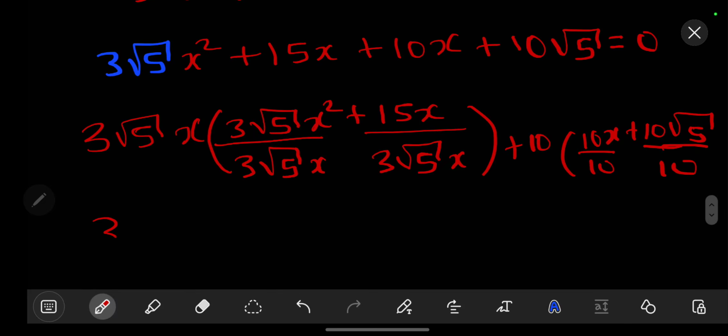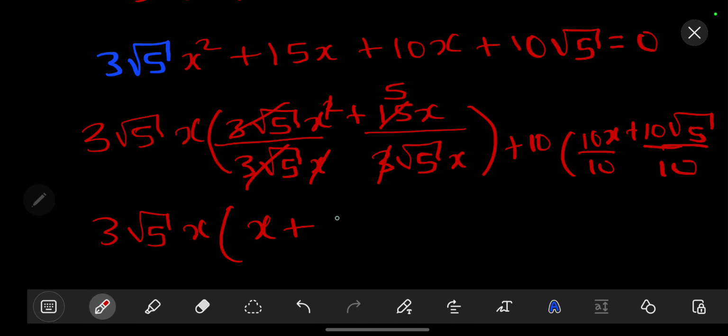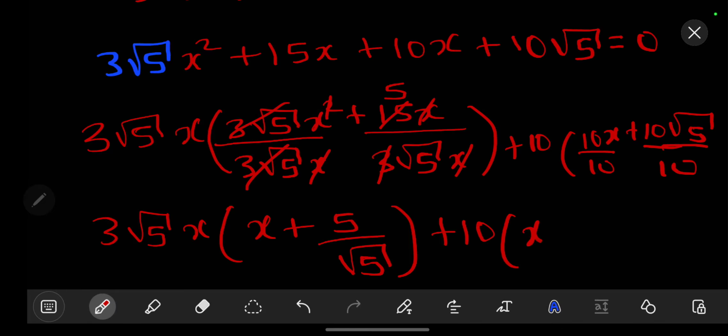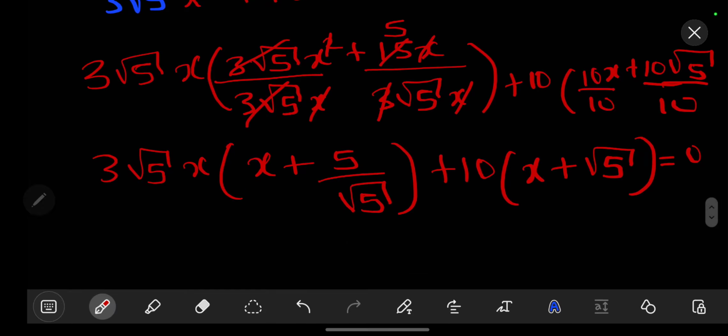So we can have our 3 square root of 5 like that, x. Then we are going to remain with this one, and this one and the power goes. So we are going to have x plus 3 divided by 15 is a 5. So we are going to say 5, this x and this x goes, then over the square root of 5 like that. Then we have plus 10. 10 divided by 10 is 1. Then we have x there. So it will be x plus the square root of 5. Then this should be equal to 0 like that.